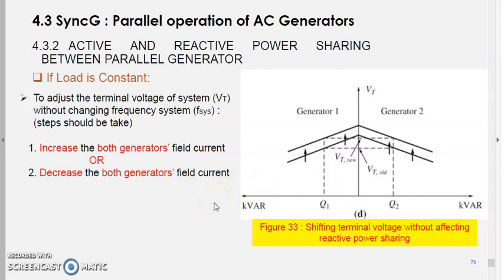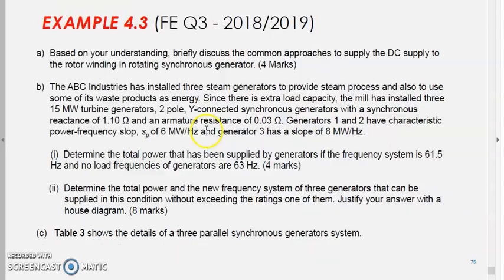Thank you very much. So next we go to the synchronous motor. Okay. The synchronous motor will be on the next slide.